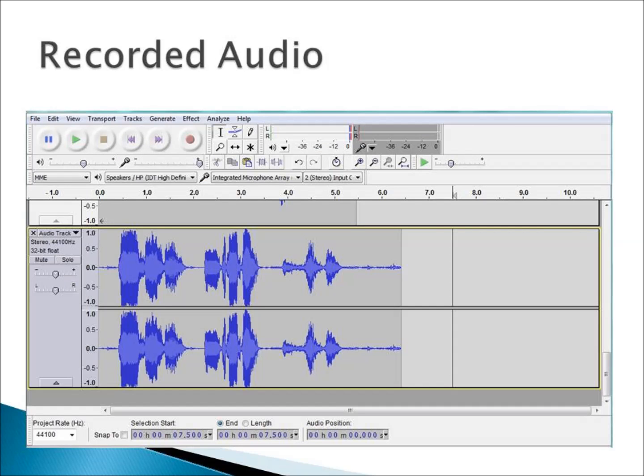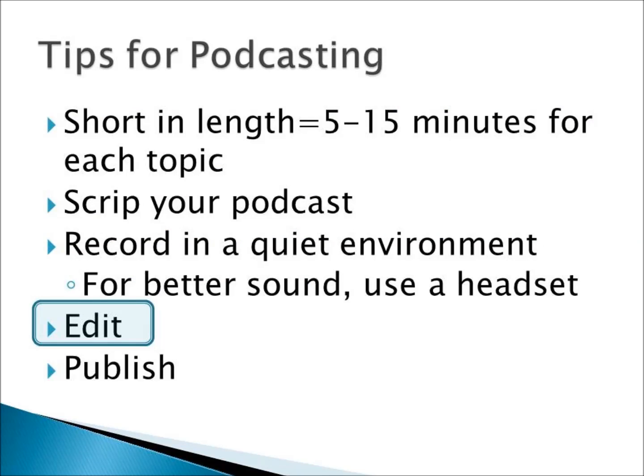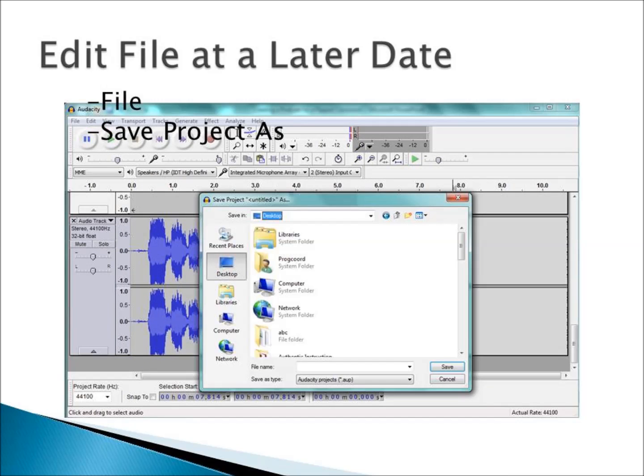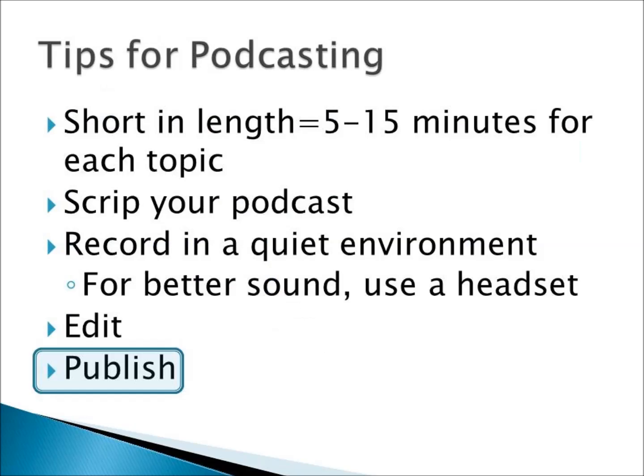Once you're done with your recorded audio file, it looks like this. You can see the sound waves and the peaks and volumes of your audio file. Then you're ready to go ahead and edit that file. To edit a file for a later date, you'll go up to the menu, click File, Save Project As, give it a name, and then save it to the Audacity files.